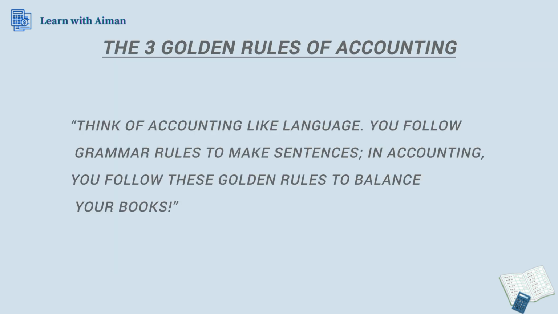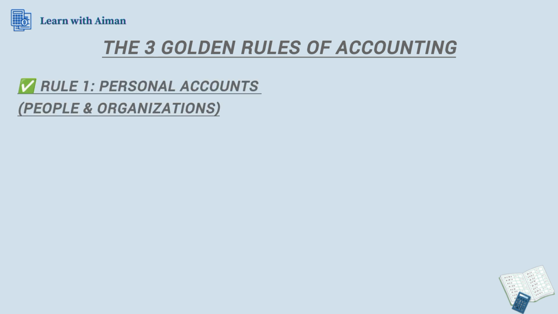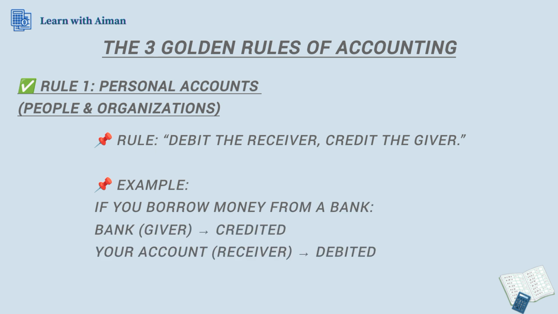The golden rules of accounting. Think of accounting like language. You follow grammar rules to make sentences; in accounting you follow these golden rules to balance your books. Rule number 1. Personal accounts, people and organizations. Rule: debit the receiver, credit the giver. Example: if you borrow money from a bank, the bank is the giver, so we will credit it. Your account is the receiver, so we will debit the account.